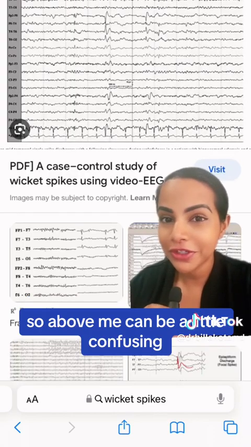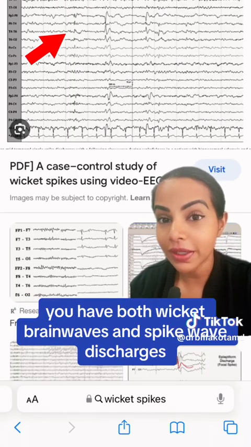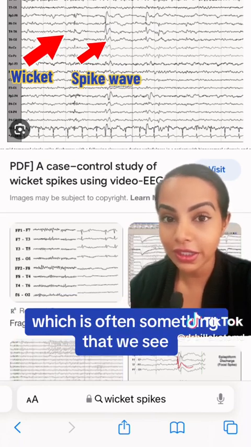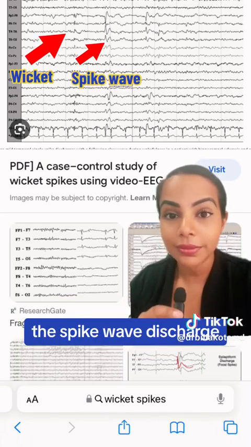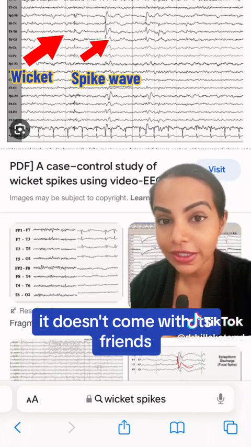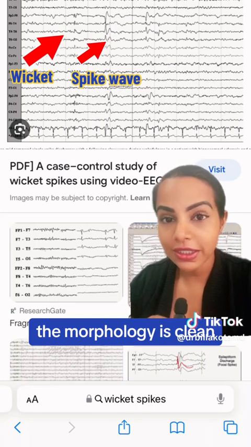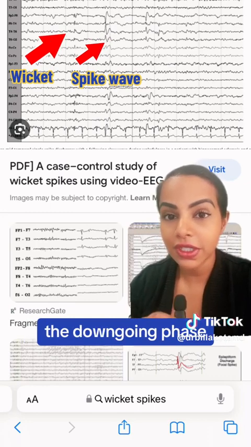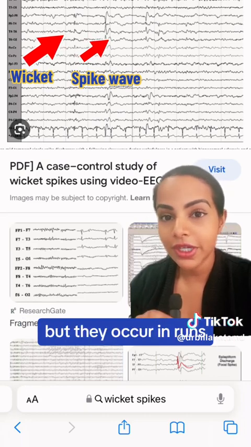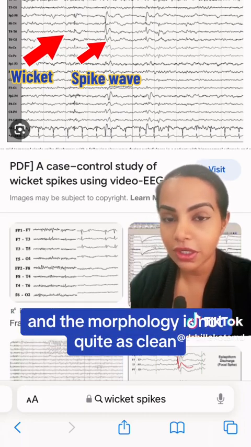So above me can be a little confusing. You have both wicket brainwaves and spike wave discharges, which is often something that we see, especially in young people. The spike wave discharge, as you can see, breaks the background. It doesn't come with its friends. The morphology is clean. There's an upgoing phase, a downgoing phase, and a slow wave, whereas the wickets also are spiky looking, but they occur in runs and the morphology is not quite as clean.